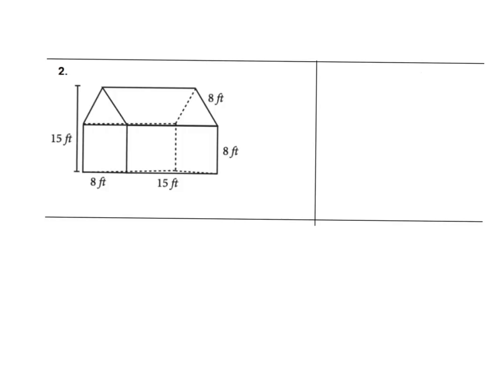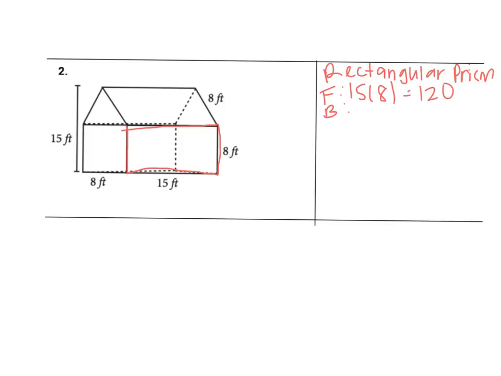All right, for the next one, we have a rectangular prism and a triangular prism put together. So I'm going to start with the rectangular prism. All right, let's start with the front and back. So the front is 15 by 8. And 15 times 8 is going to give us 120. And the back is going to be the same.